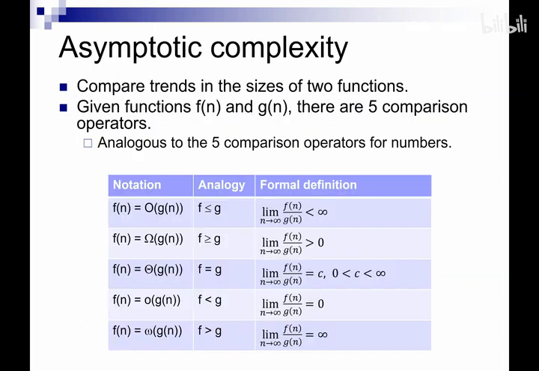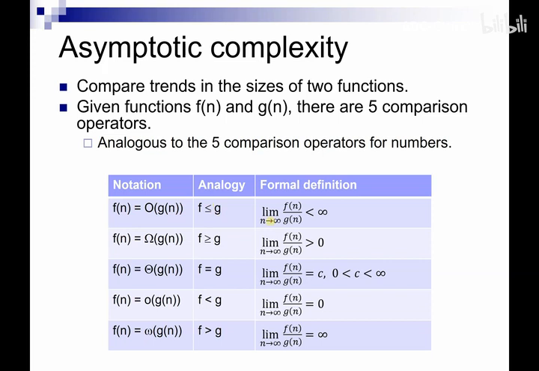Before we do that, I just want to remind you about the notation that we have for computing asymptotic efficiency. Remember that asymptotic efficiency basically means that we want to compare the sizes of two functions as the size of the argument increases. We have these five operators, or five ways of comparing. You say that the function f is big O of g, and this basically means that f is not bigger than g.